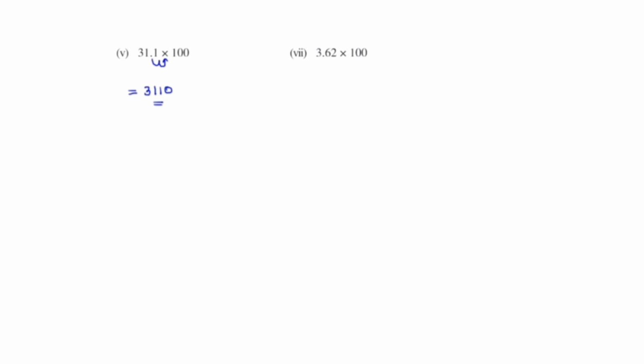If you see the seventh part, in this part again we have 2 zeros, so we will shift the decimal point towards the right after 2 digits. Clear? So now our final answer for this will be 362. Clear? As I said, you can simply write it like this also, or you can go for 362.0. Whatever you write, both are correct.